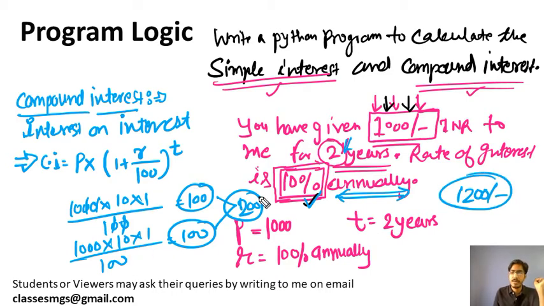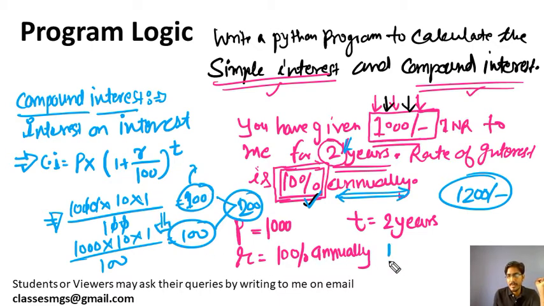But in the case of compound interest, what will happen? After 1 year the interest will be calculated. Let's suppose 1000 rupees is given for 2 years, and for 1 year I have an interest of 100 rupees. Then this interest will remain for another year, so interest will be paid on this 100 rupees also.